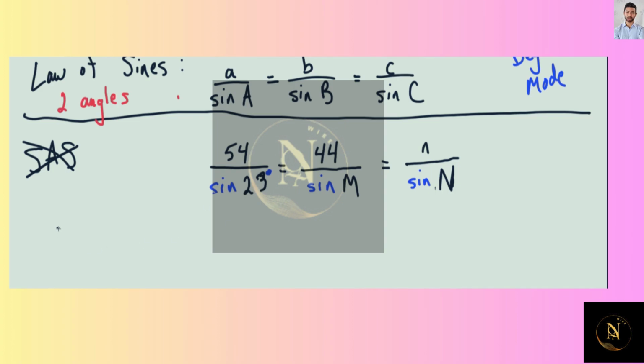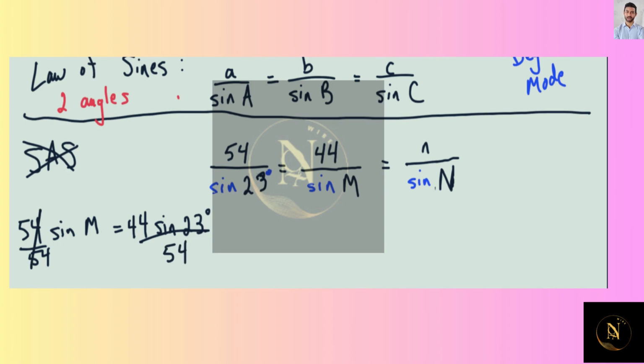So the first thing I would do is figure out what sine of M is equal to, because if we mess with N's, we have two unknowns, and we wouldn't be able to solve that yet, but we will down the road. So if we cross multiply, it's 54 times sine of M is equal to 44 times sine of 23 degrees. Well, anytime you're trying to find an angle measure, let's get rid of this 54 first. You divide that over first.